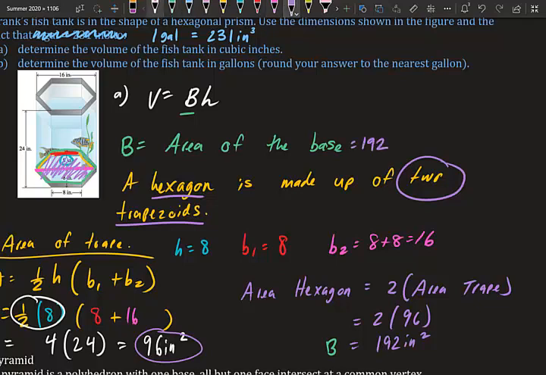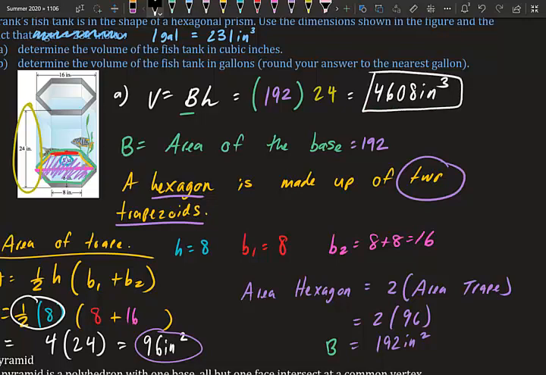Now we can plug it into our formula. So we have B, which represents 192, times the height of the whole thing. So the height of the whole tank itself is 24. So 192 times 24, and we get 4,608 inches cubed. So that is the volume of this fish tank.